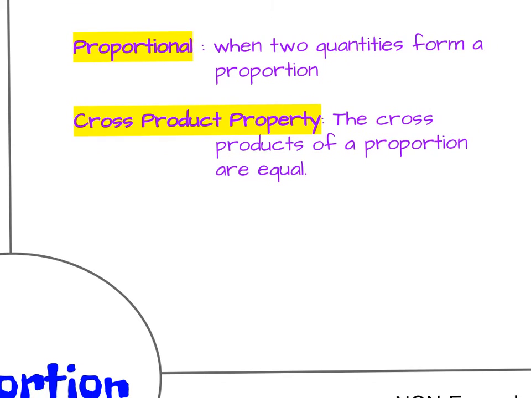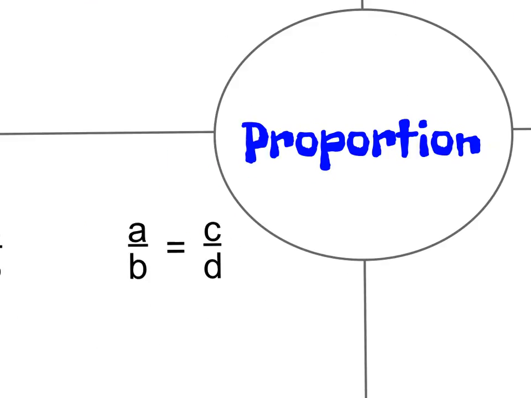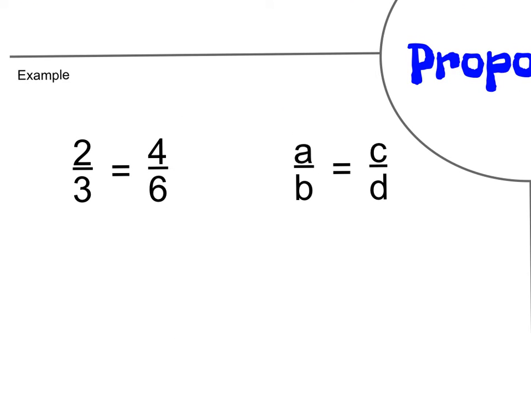use cross product property to solve for that, or to check for proportionality. What do I mean by cross product property? Well, let's take a look at these two examples. Cross product is when you have two fractions and you multiply the numerator from one side of the equation with the denominator of the other side of the equation. Therefore, A times D would give you AD, and B times C would give you BC.